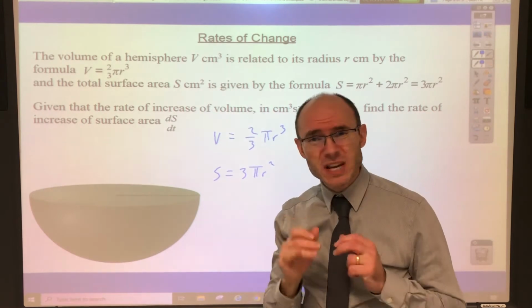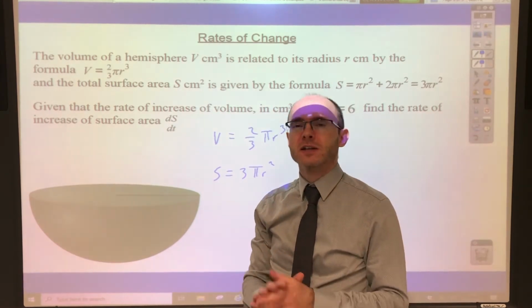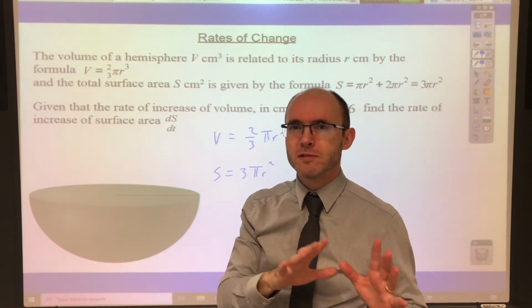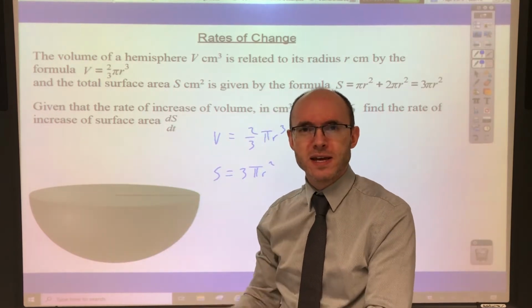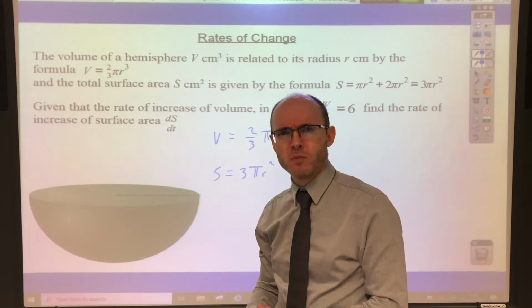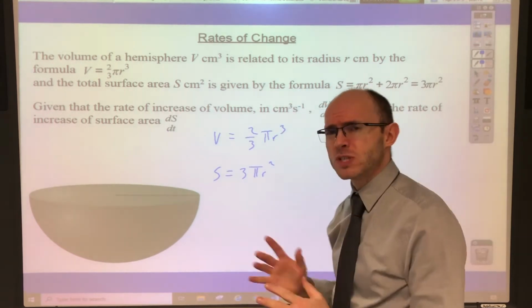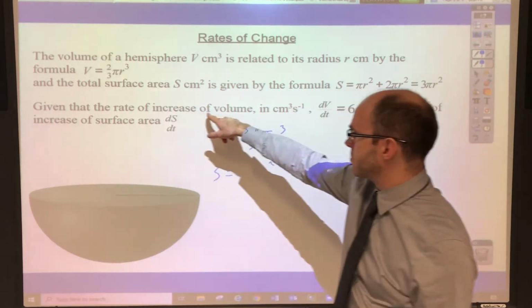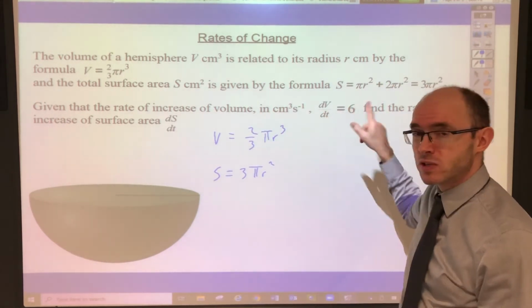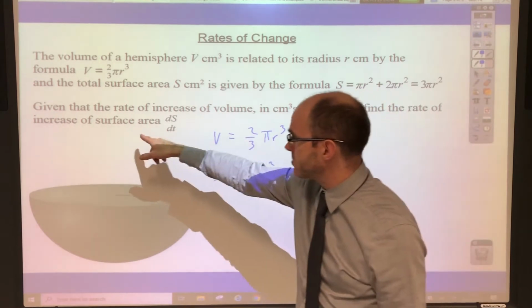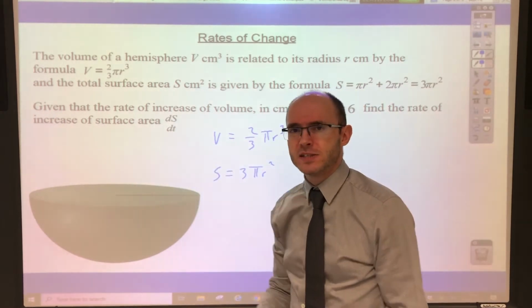Okay, essentially it's not telling you anything new, is it? It's basically saying, look, you're going to have to use these for the question we're going to ask you to do. Okay, that's really what it's there for. It's saying you're going to have to use these formulae for what is coming up next. So what's coming up next? Given that the rate of increase of volume in cubic centimetres per second, dV dt equals 6, find the rate of increase of surface area dS dt.